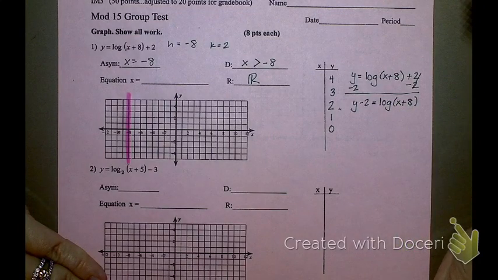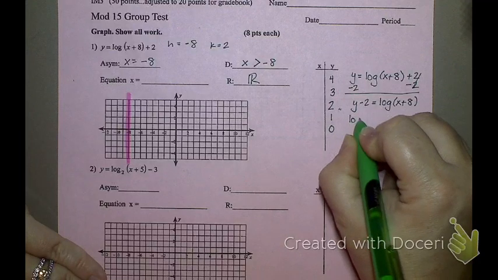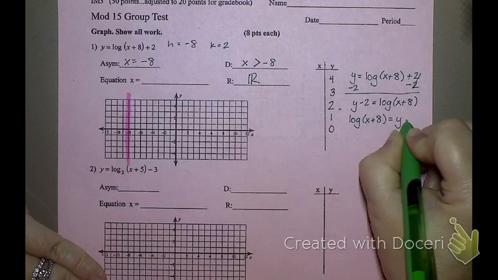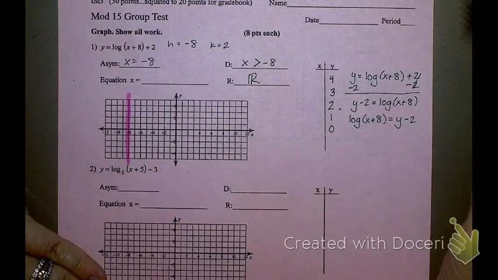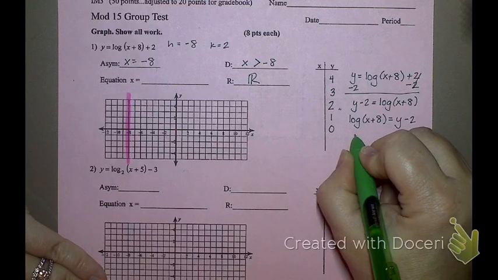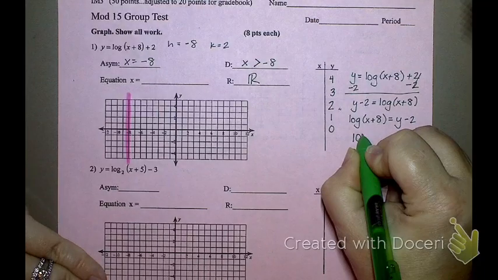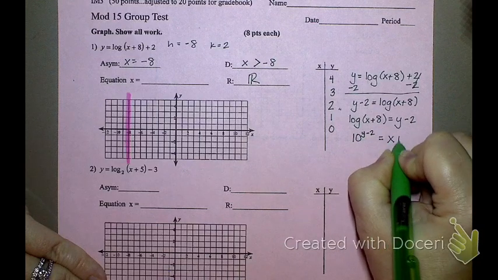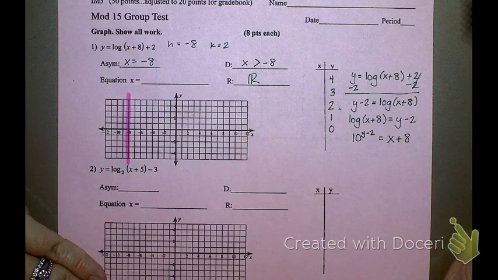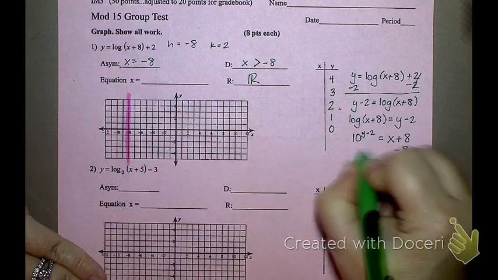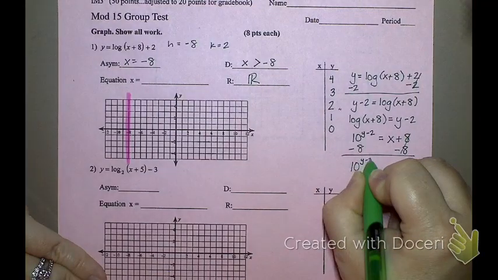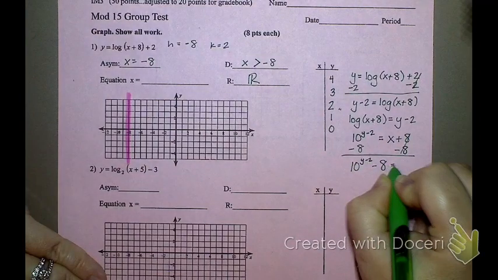And now that the log is alone, I can go to exponential form. However, it's easiest to do that if the log is on the left, right? So what's my base? To the what power? Y minus 2 equals x plus 8. One more step. 10 to the y minus 2, minus 8 equals x.